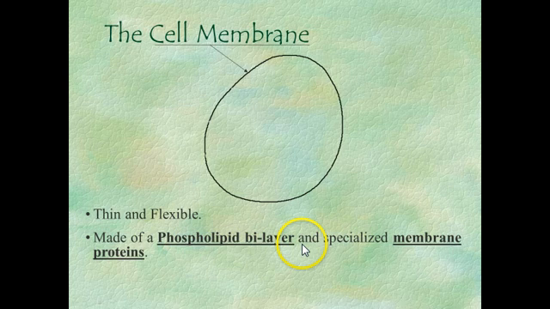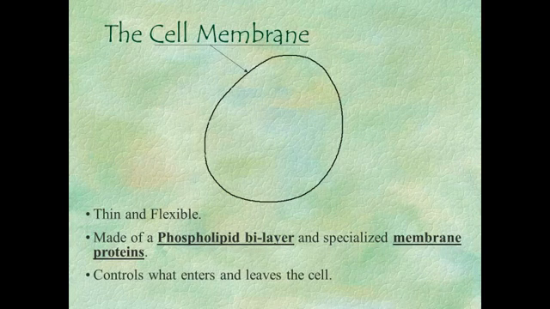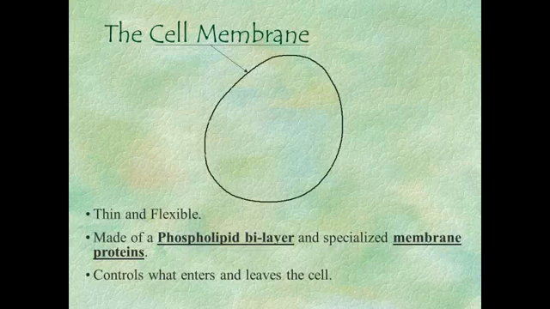We're going to have quite a lot to say about this particular structure in about a week or so. There are also placed throughout that phospholipid bilayer various specialized proteins that we call membrane proteins. They serve a variety of functions, and we'll be looking at some of those in some detail next week. The overall function of the cell membrane is to control what comes in and what goes out of the cell, and the phospholipid bilayer combined with these specialized proteins are what allow that to happen.